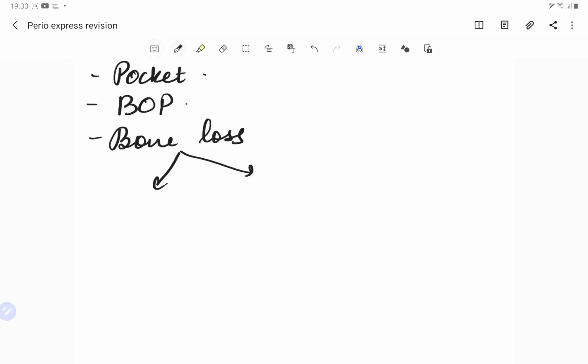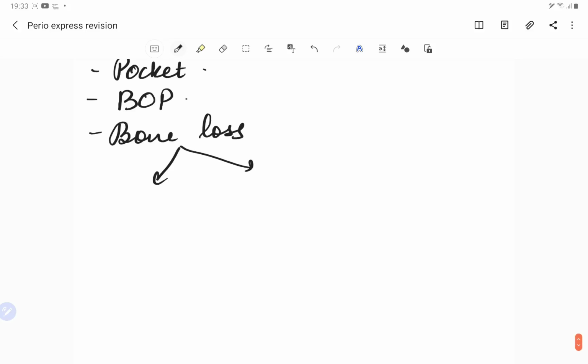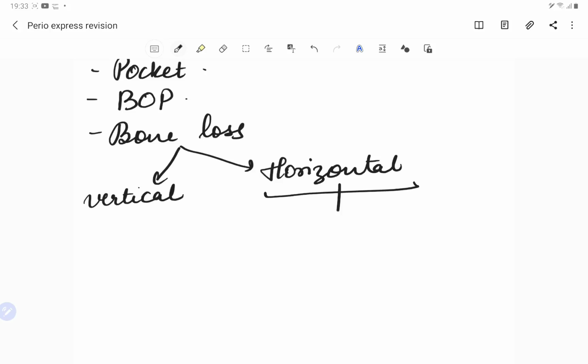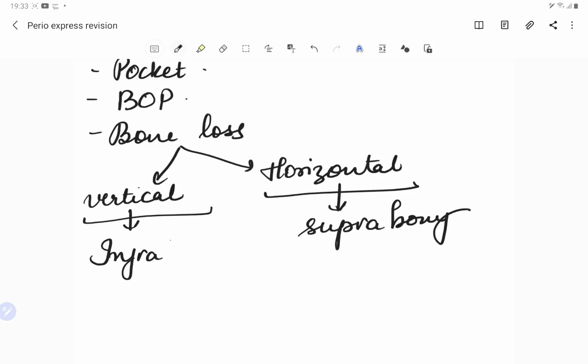If we talk about chronic periodontitis, then we have two types of bone loss pattern. It can be either vertical bone loss or horizontal bone loss. Horizontal bone loss occurs when there is a suprabony pocket. Vertical bone loss happens when there is an infrabony pocket, and we have covered this in the pocket lecture itself, what a suprabony and an infrabony pocket is. Now guys, this is about the bone loss.